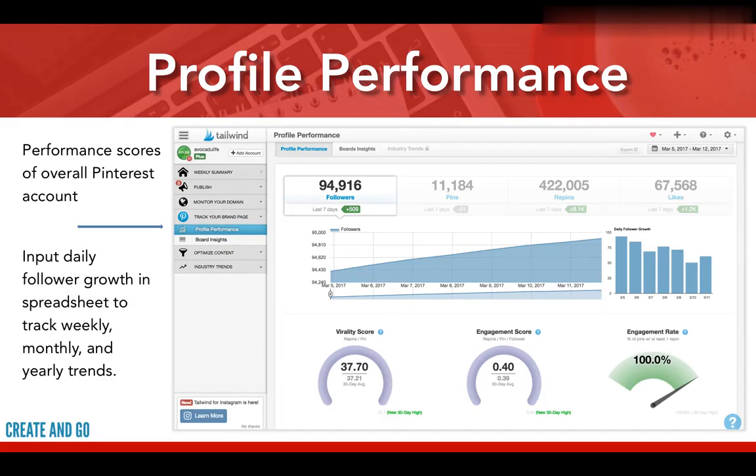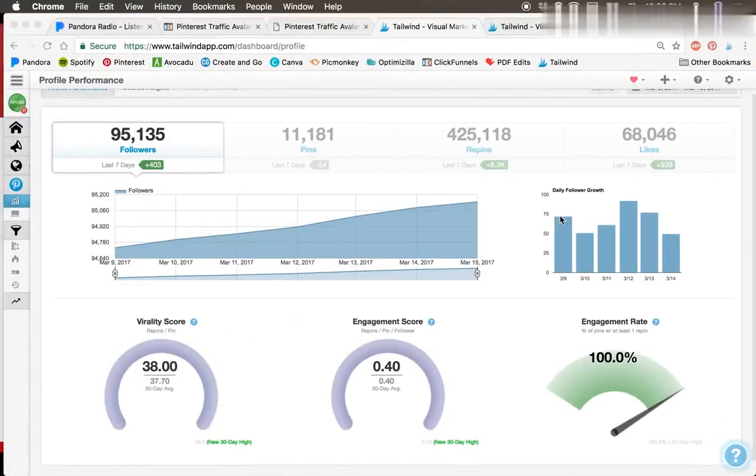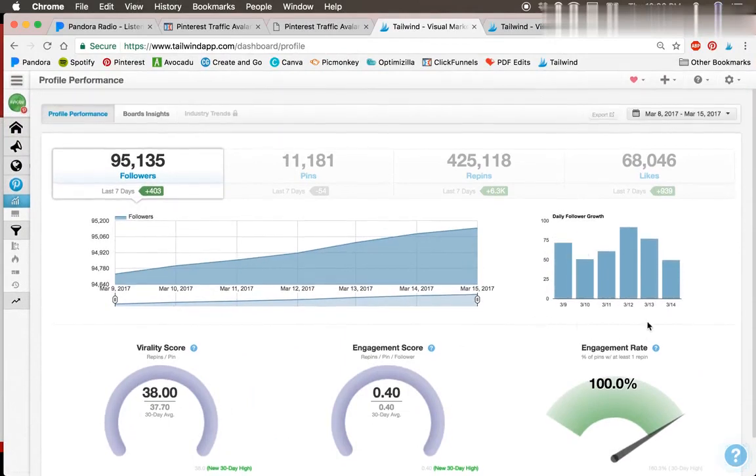So this dashboard right here has your daily follower growth. It also has your weekly, monthly, and yearly trends, and you can see your follower growth right over there on the side. Let's look at the screen right here. This is my Tailwind account. You can hover over it and it'll tell you how many followers you got that day, and you'll notice that it only does it for a week at a time.